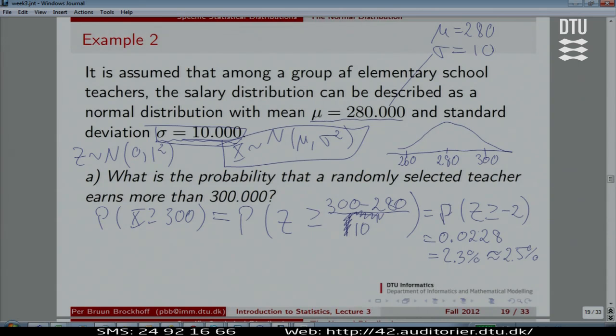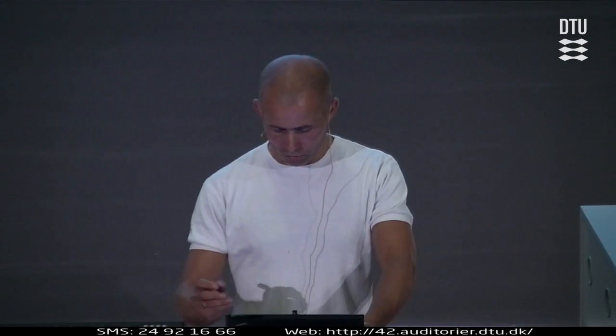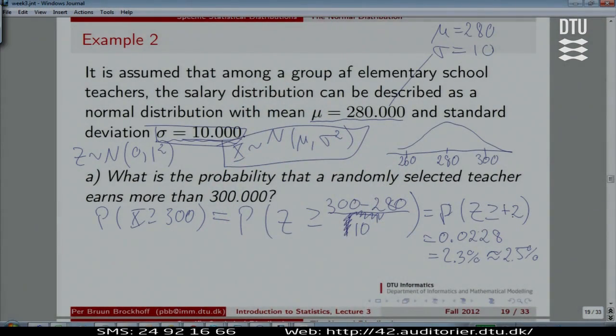Another question. 2 instead of minus 2. Oh, yeah. Yes, you are right. It should be plus 2, meaning that the correct answer would be 1 minus this, which means that... What is going wrong here? No. Now I'm correct, right?